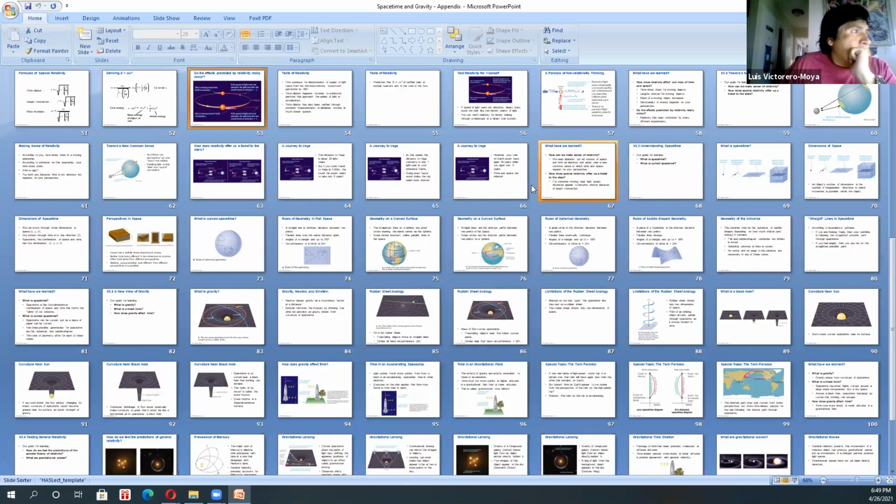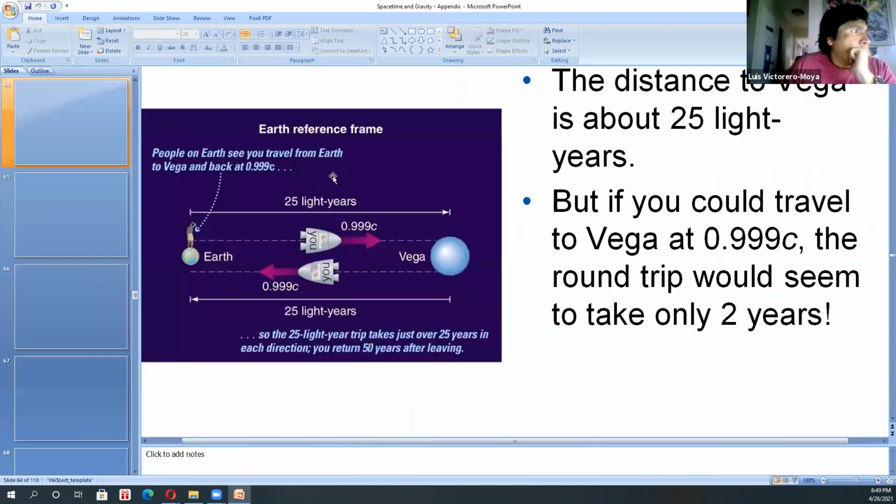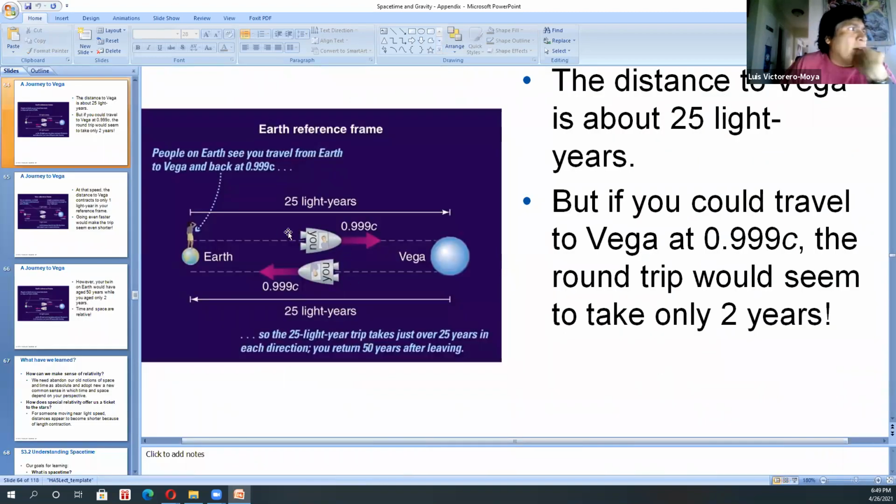So it's nice that we understand the whole idea of the speed of light times dilation. Oh, by the way, here is the twin paradox. So for example, this is a journey to Vega, right? For a person that goes at almost the speed of light, it may take 50 years to go and come back for the person on Earth, right?